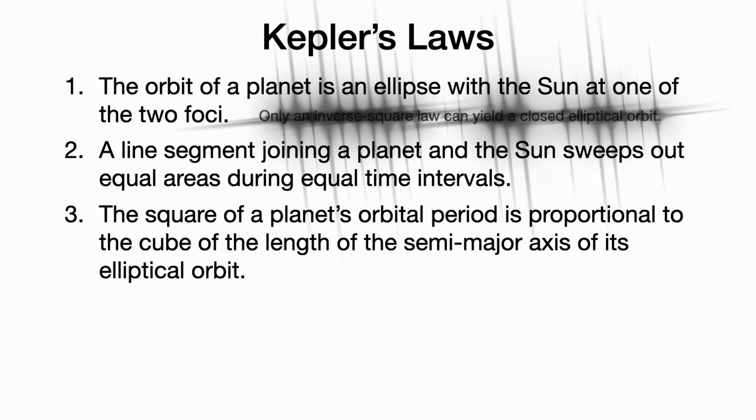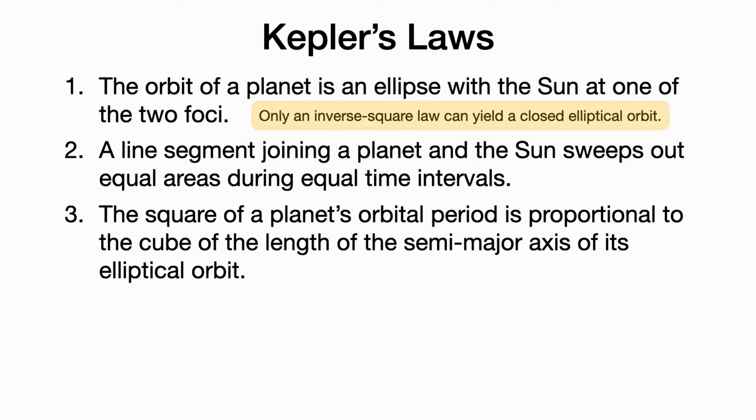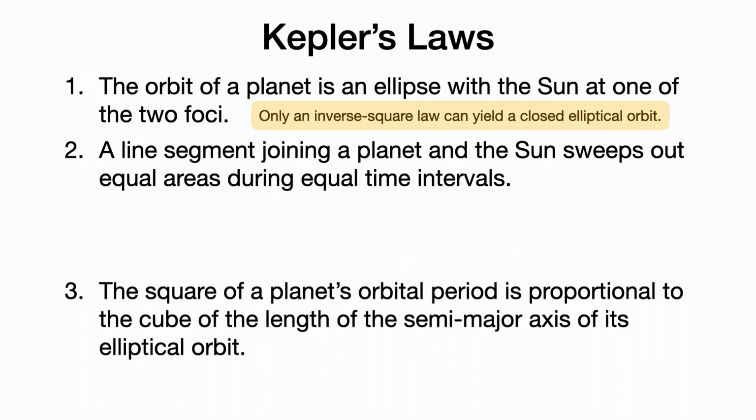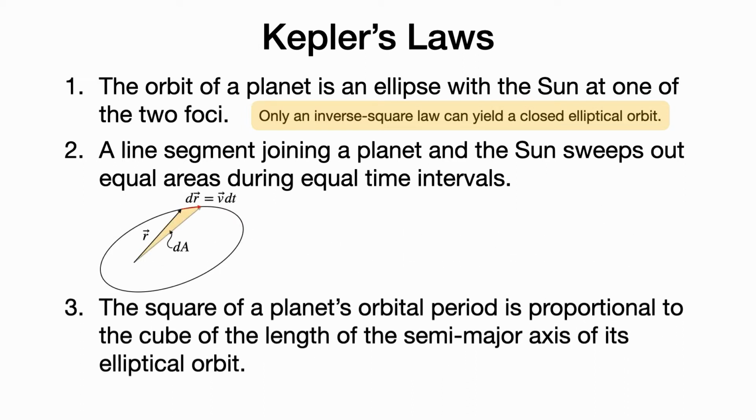Using the first law, Newton was able to use his laws of motion and his universal law of gravitation to show that only an inverse square law of gravity can yield a closed elliptical orbit. If we draw a diagram illustrating Kepler's second law, we see that a planet at a position vector r from the sun moves a distance dr during some particular time interval. The area swept out during that time is given by the yellow shaded area. We can express the area of that shaded region, dA, in terms of the cross product between r and dr.